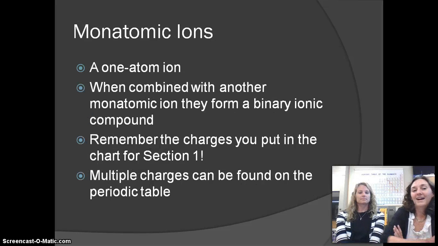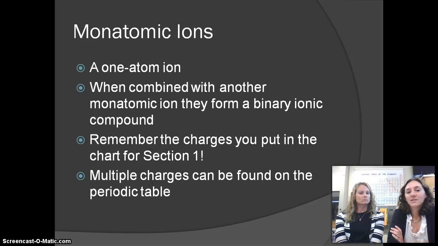Monatomic ions. So these are one-atom ions. You're going to combine them with another monatomic ion, and they form a binary ionic compound, which we've already covered. But remember that the charges you put in the chart for section 1 are the ones you're going to use. Multiple charges can be found on the periodic table. The multiple charges are the ones coming from your transition metals.